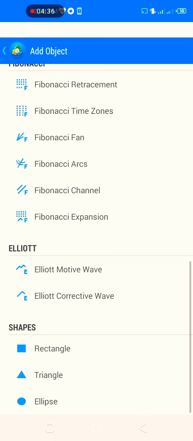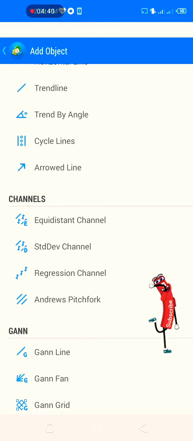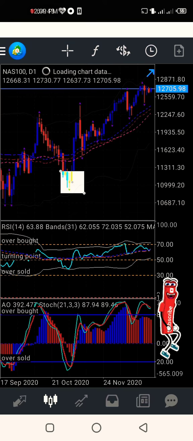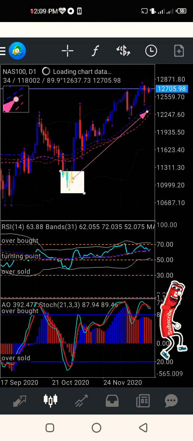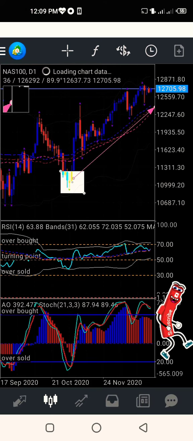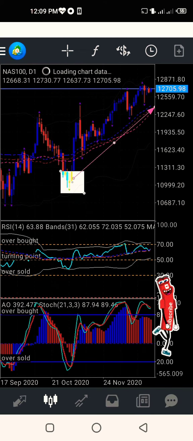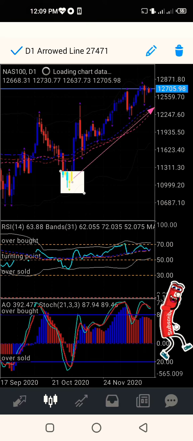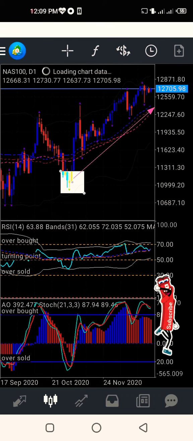You can make an arrow to analyze the trend also. So let's go to the arrow tool in order to analyze the trend. Let's create the arrow. You can see this is the arrow. So in order to trade, you can see our strategy is forming an uptrend here.